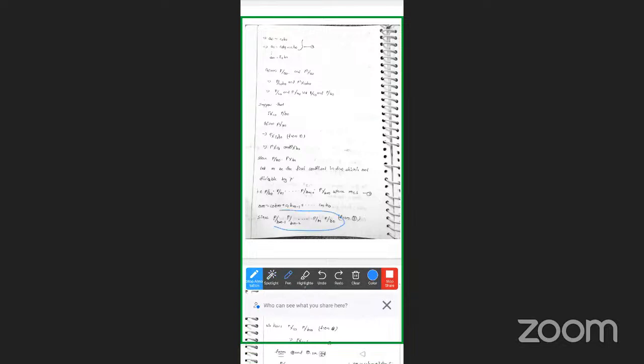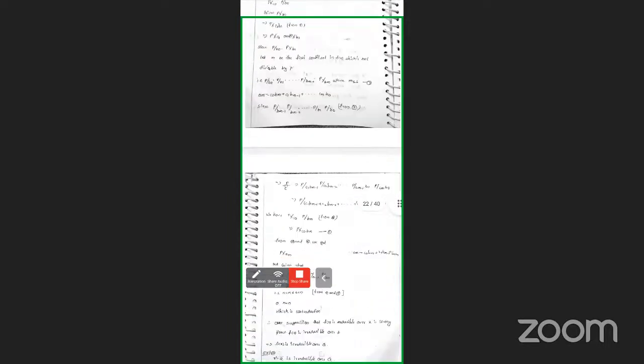So first, g of x is divisible by p. So p divides c naught, p divides c1. So like this, we are getting p divides c1 into bm minus 1, p divides c2 into bm minus 2, p divides cm minus 1 into b1, p divides cm into b naught. So next, p divides the sum of all the elements, c1 into bm minus 1 plus c2 into bm minus 2 plus up to cm minus 1 into b1 plus cm into b naught.